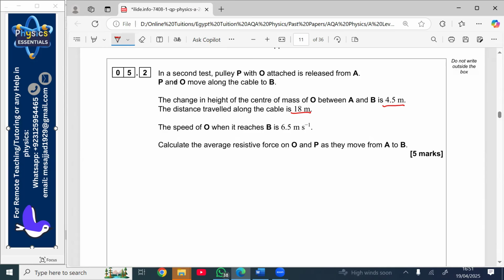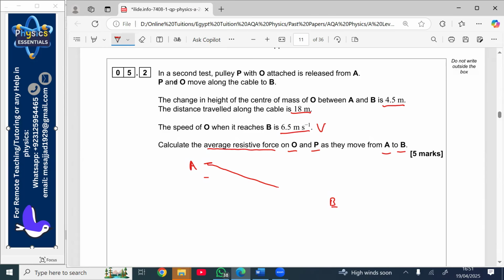Okay. And the speed of O when it reaches B, this is your final speed. Okay. And initially it started from rest, so it should have a zero initial speed, right? And calculate the average resistive force on O and P as they move from A to B. It's a 5 marker, okay? So first of all, you have to draw a vector diagram. So this was your A, this was your B.